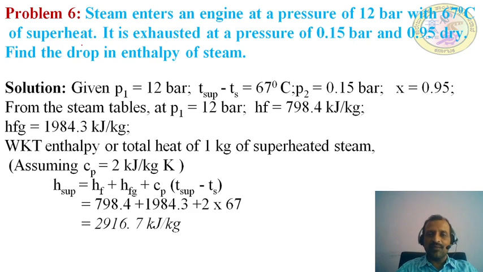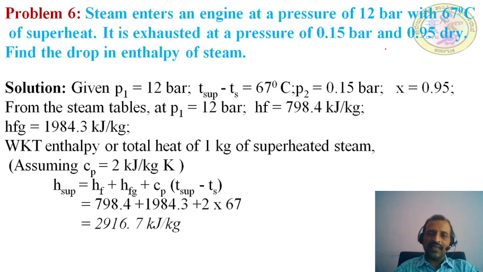It means it is completely superheated steam. At 12 bar A, 67 degrees Celsius temperature A, the steam is superheated. So when that steam is exhausted with the exhaust pipe, the pressure drops to 0.15 bar. Then the steam becomes wet steam. It is not a superheated steam. So when the steam gets expanded, it converts superheated steam to wet steam.